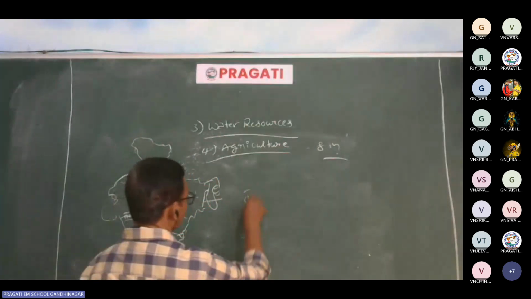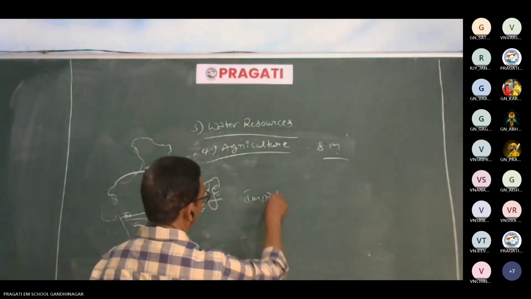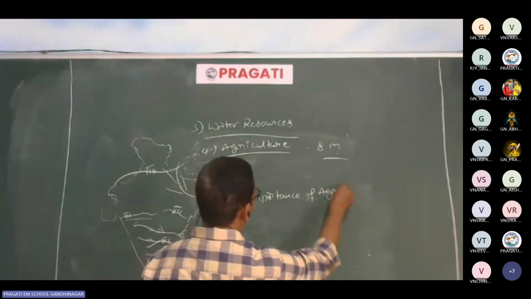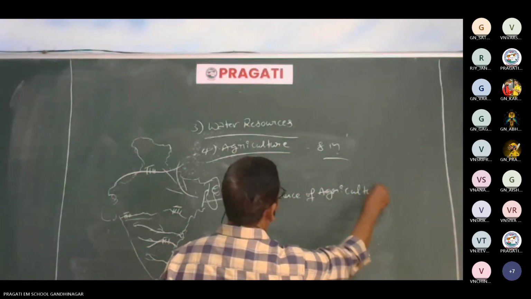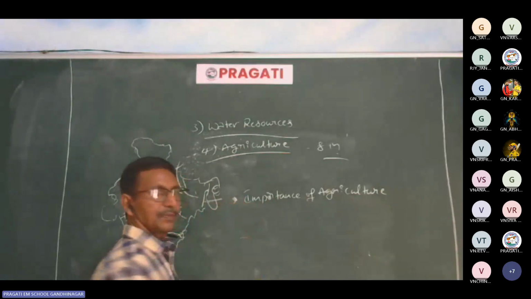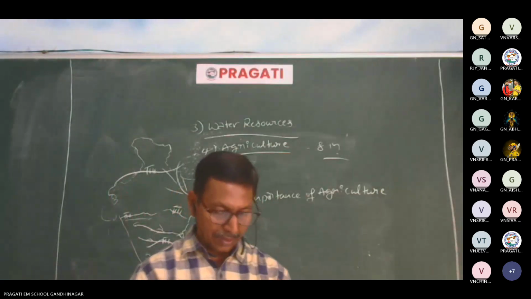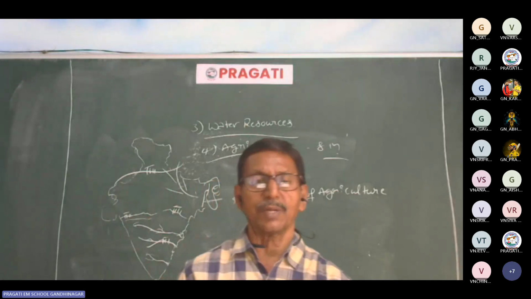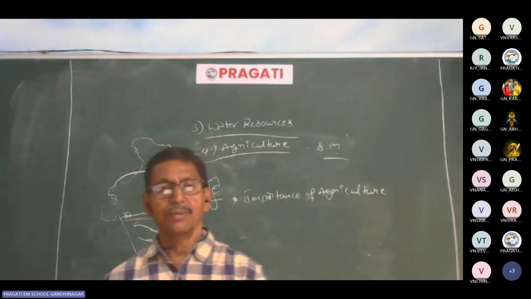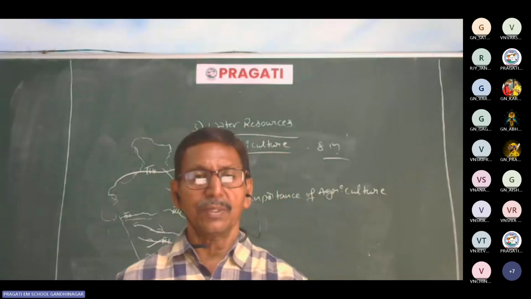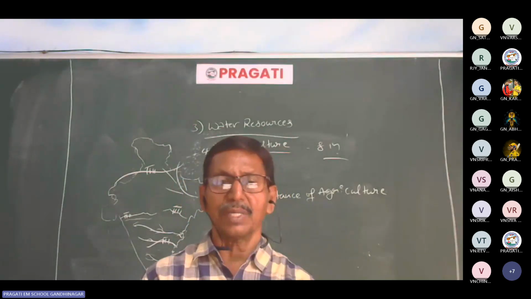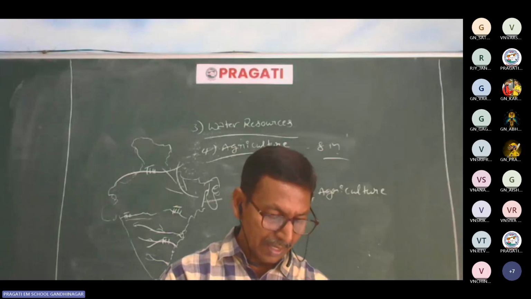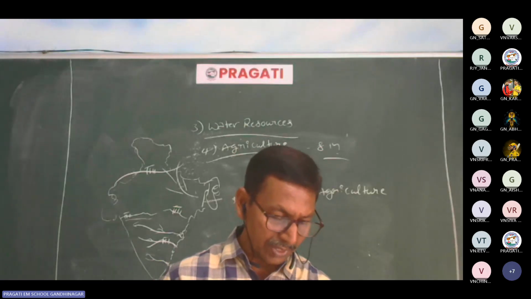Importance of agriculture. Of course, it provides employment generation. A large number of people are dependent on agriculture for their survival. We come across agriculture and mining in the primary sector activities. Find them under primary activities. Source of food.